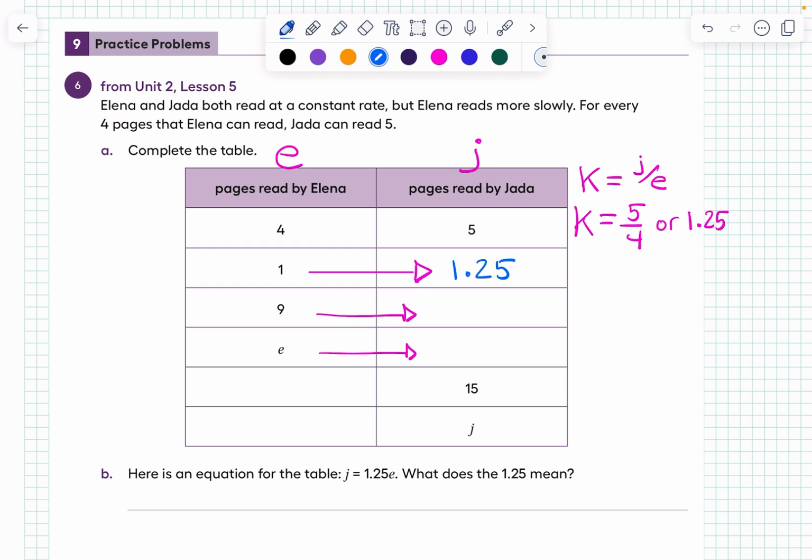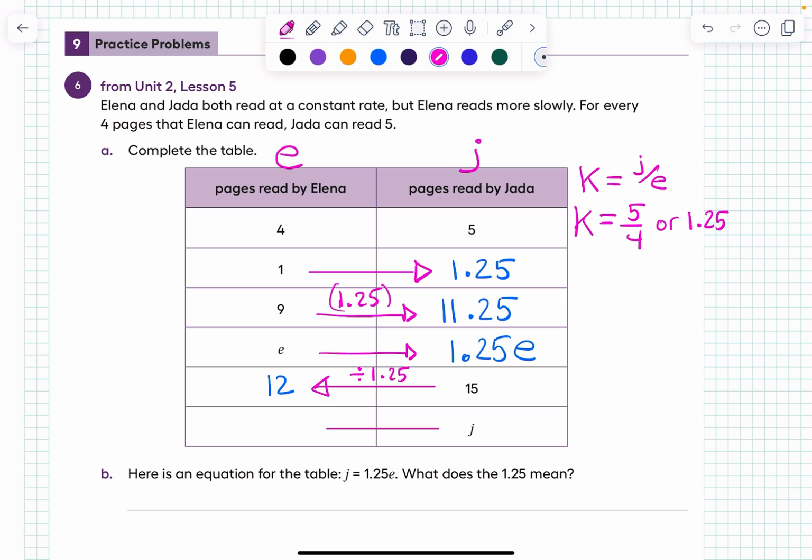So 9 times 1.25, here I'm going to write that down. 9 times 1.25 is 11.25. And E times 1.25 is 1.25E, or 5/4 E. Now we're going backwards over here. So if we're going backwards, we need to divide by 1.25. And 15 divided by 1.25 is 12.